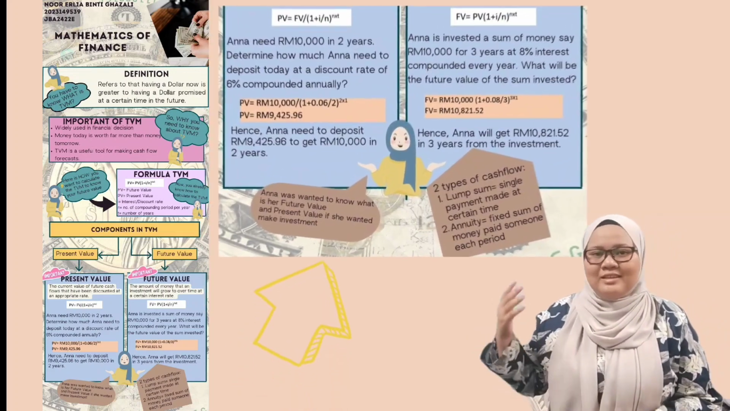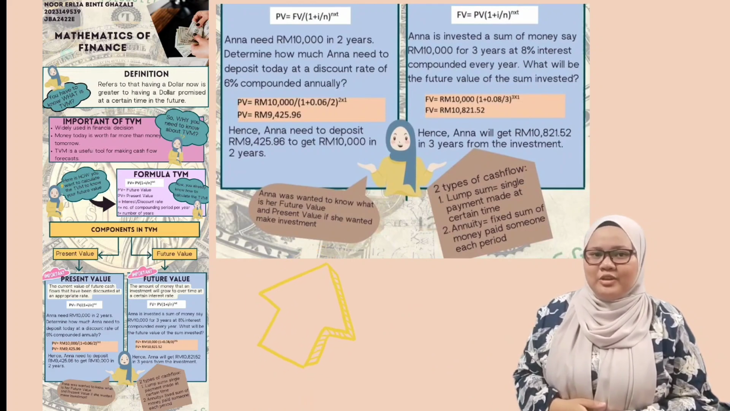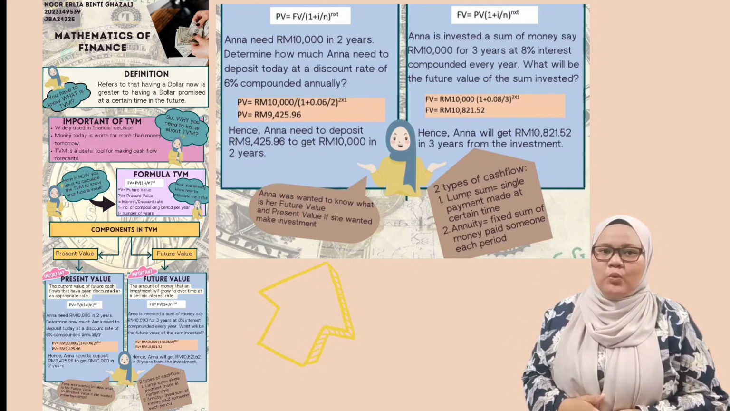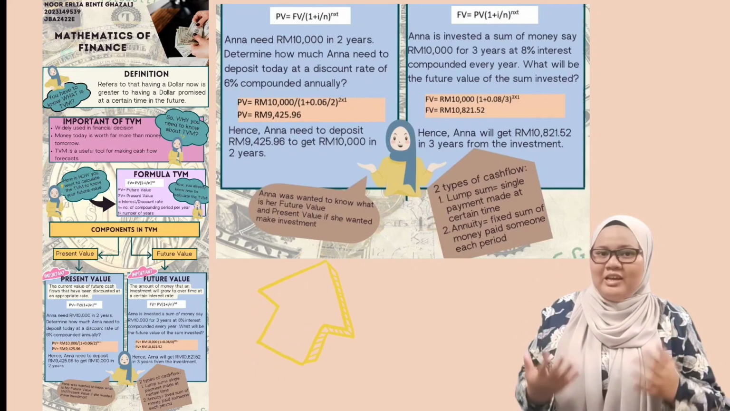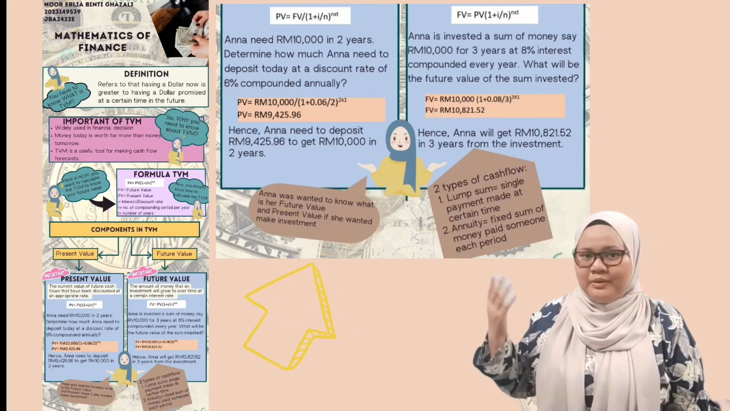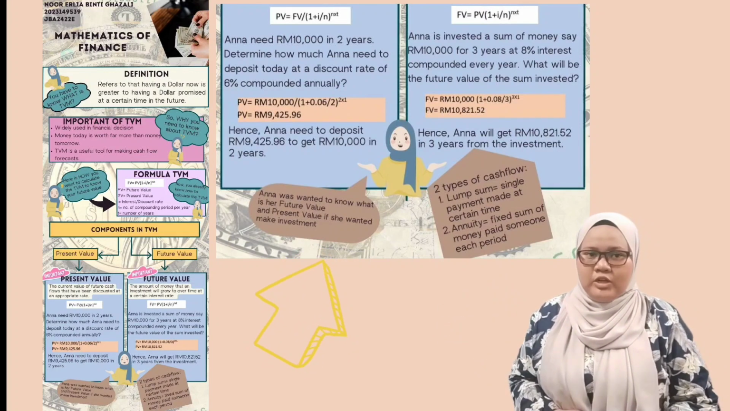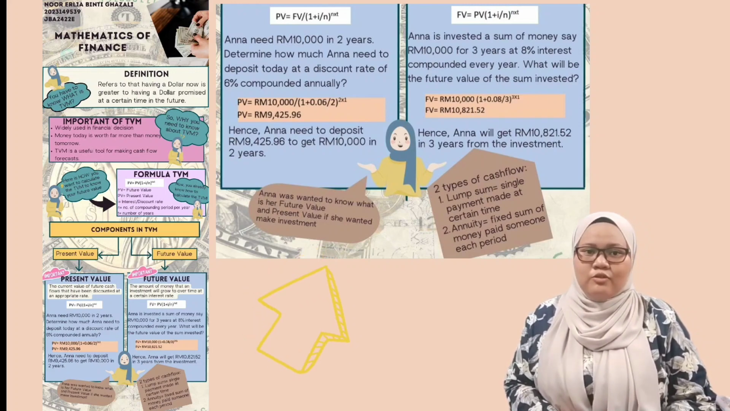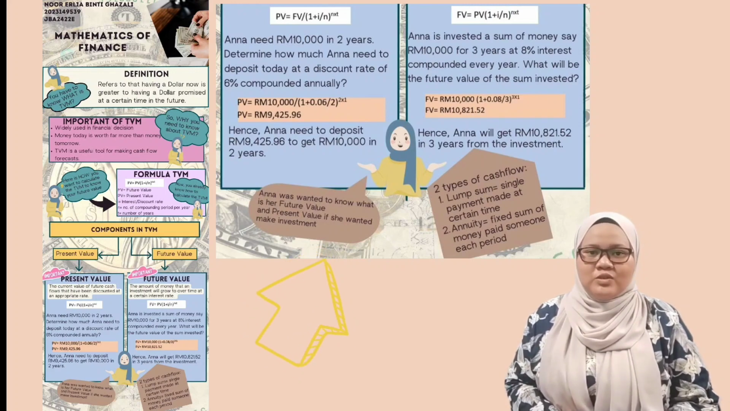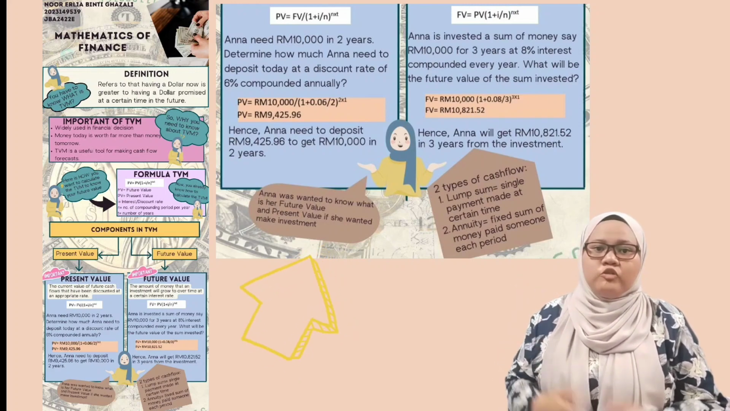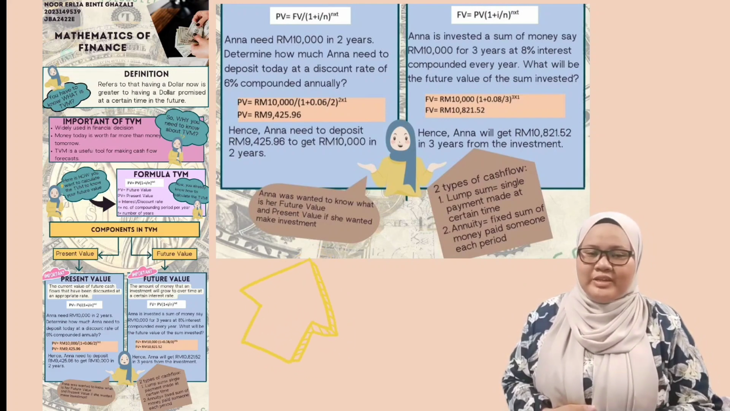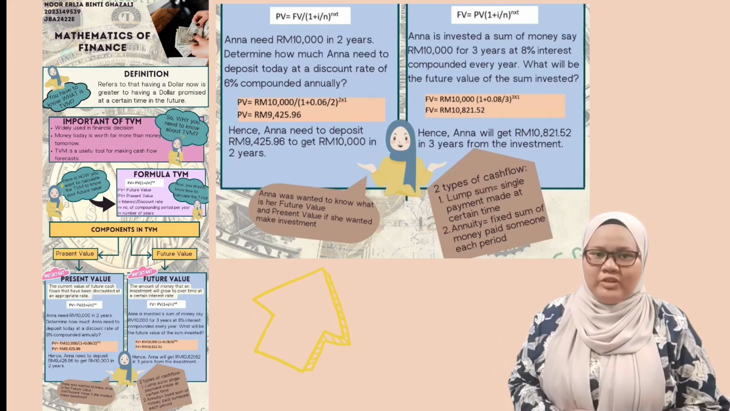So the girl in the infographic, Anna, already knows what is time value of money and that it's important. So Anna wanted to know what is her future value and present value if she wanted to make an investment. So let's take a look at the example in the infographic. For present value, Anna needs to deposit 9,425 ringgit Malaysia 96 cents to get 10,000 ringgit Malaysia in 2 years, while for future value, Anna will get 10,821 ringgit Malaysia in 3 years from the investment.